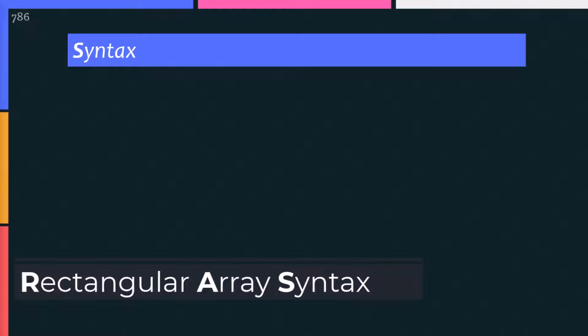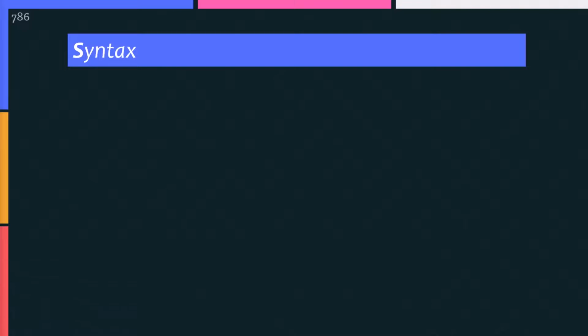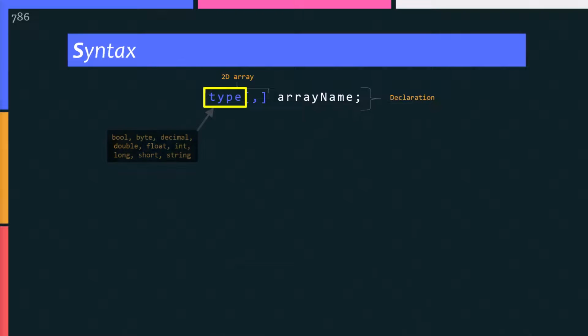Let's look at the syntax first. This is how you declare a rectangular 2D array. Let me explain it to you. On the declaration side, you need to have a data type. That's the type of elements in the array, meaning what type of values this array will hold. Like it will hold integer values, decimal, string, etc.